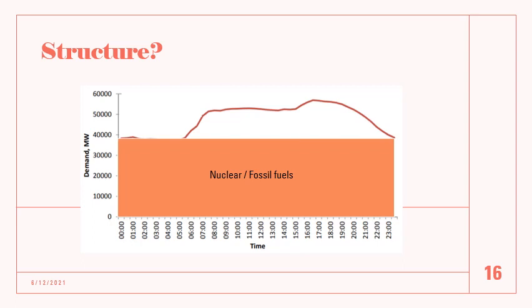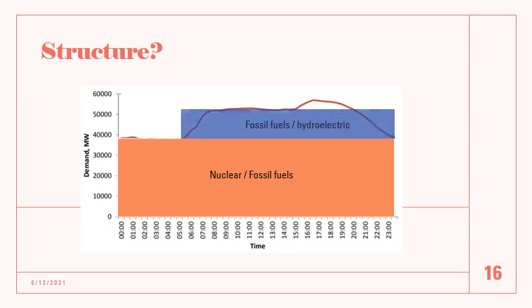As demand rises into the day, we should switch on fossil fuel power stations or hydroelectric power stations. These don't take a long time to start up, and they do supply a lot of electricity. During periods of peak demand, we could switch to hydroelectric and wind power. These can be turned on relatively quickly and should do a good job.